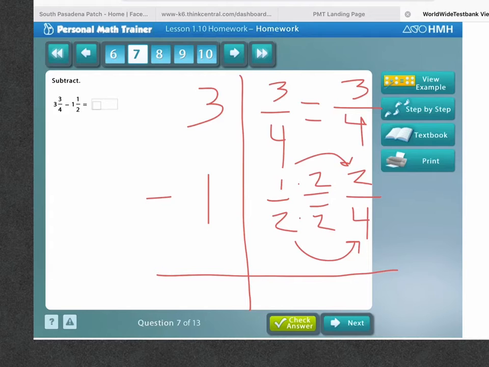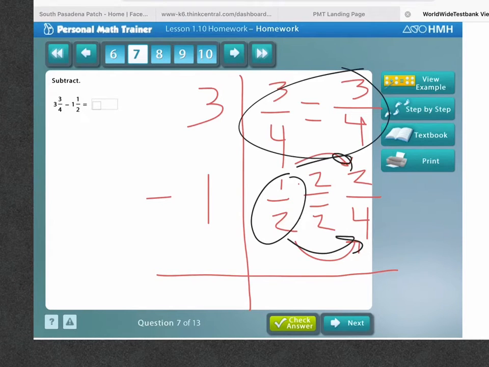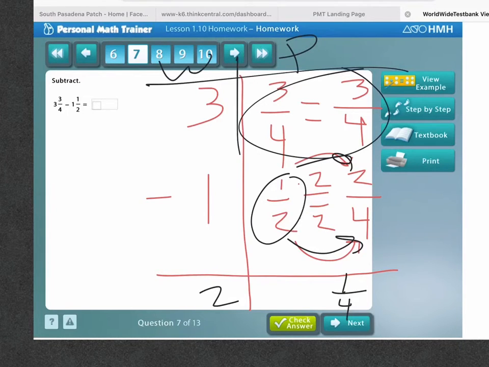Problem number 7 is just comparing mixed numbers. You see that they're unlike. So 3/4 doesn't change, that just remains fourths, and you change the half into fourths by the double rainbow strategy, giving you 2/4. Subtracting 3/4 and 2/4 gives you 1/4, and 3 minus 1 is 2. So it's a fairly straightforward problem. Again, I suggest that you write them vertically, separating the wholes and the parts when you do these problems.